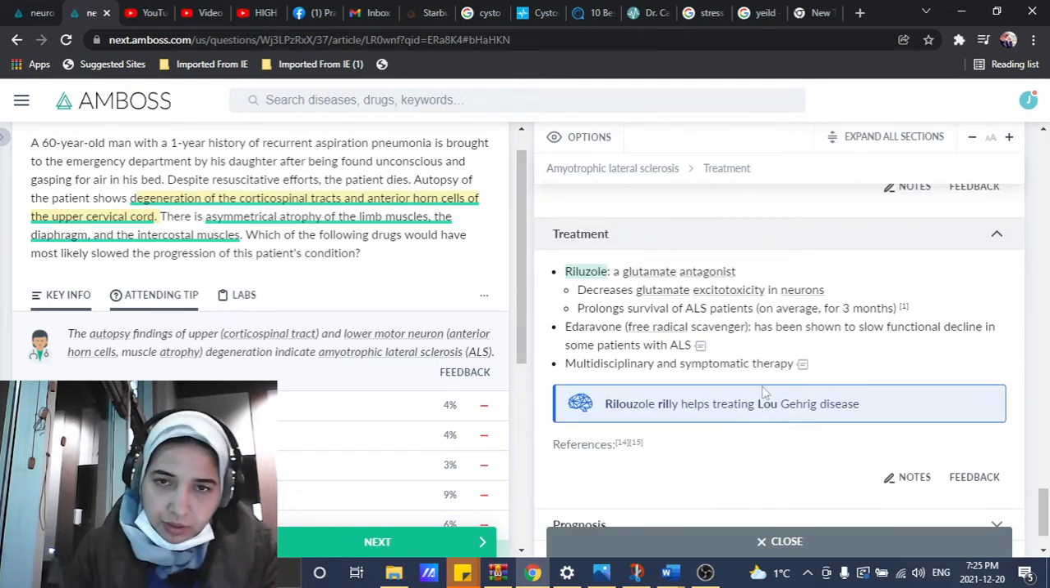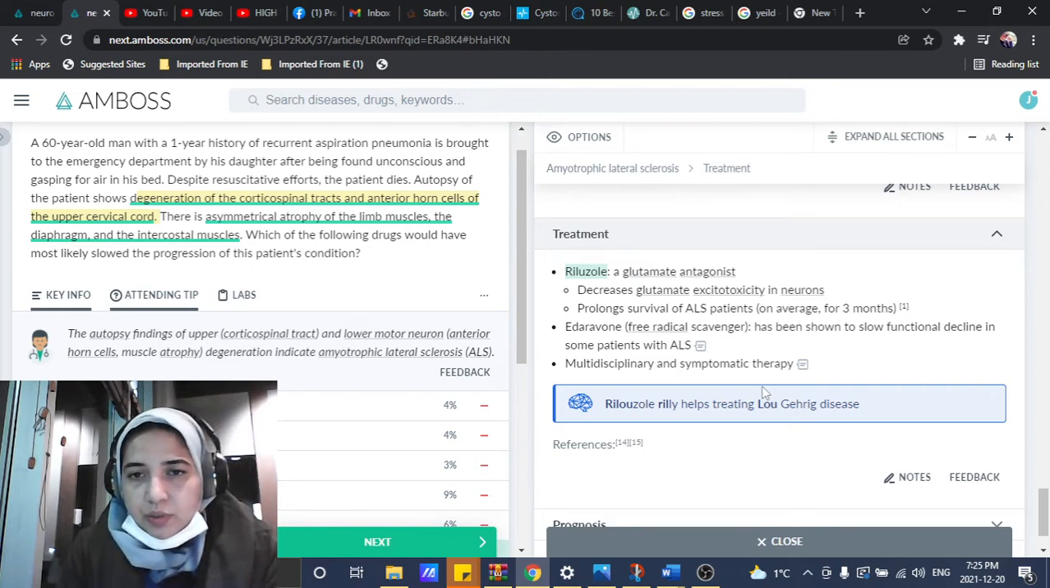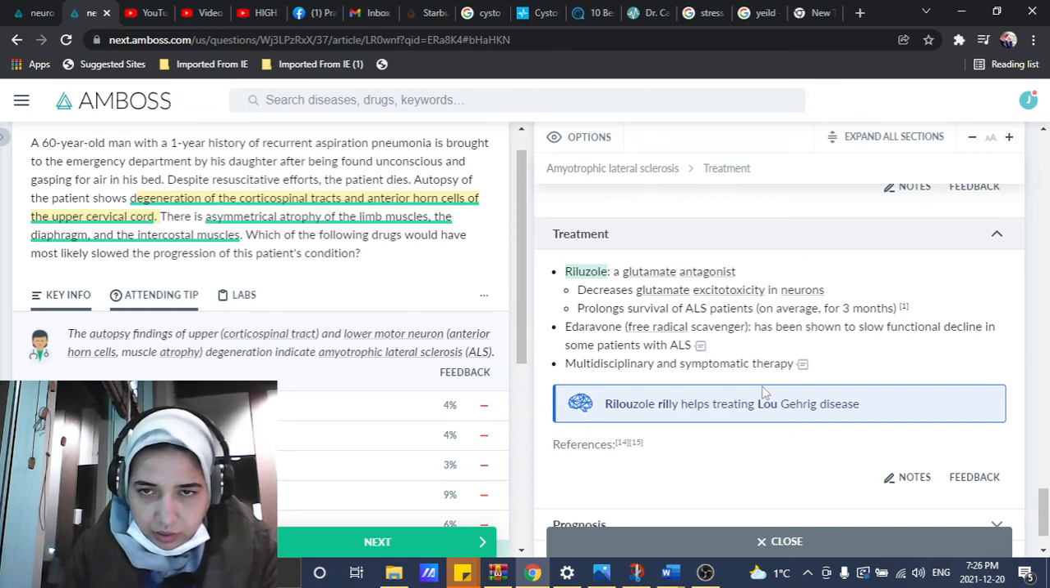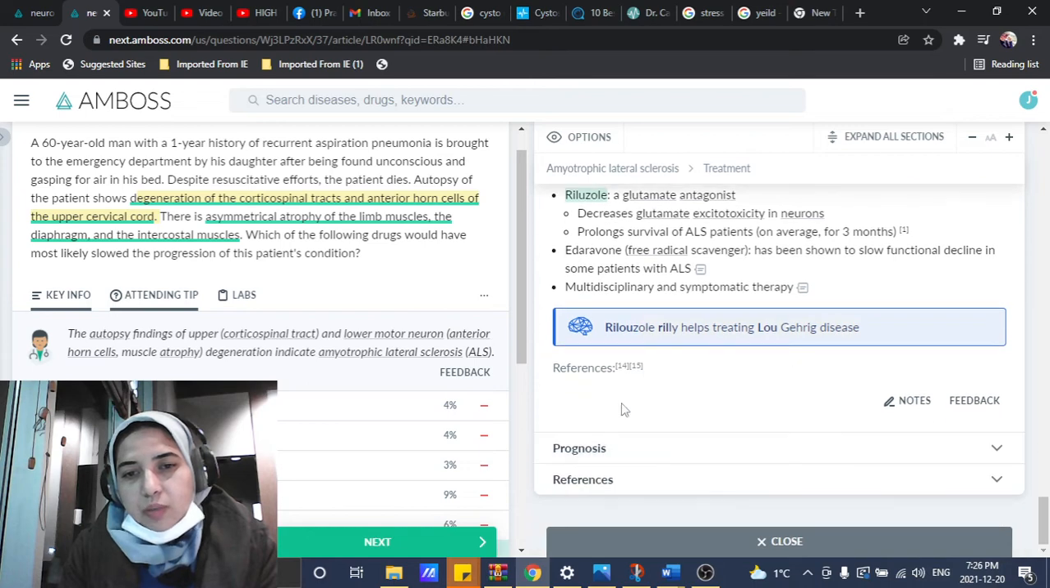Treatment, we said, was Riluzole, which is a glutamate antagonist. It prolonged survival of ALS patients on average by 3 months. Another thing called Edaravone, I've not heard of that, so let's just write that down. Edaravone, and it's a free radical scavenger. Riluzole really helps in treating Lou Gehrig's disease. So Riluzole, Lou Gehrig. That's one way to remember it. So that's pretty cool.